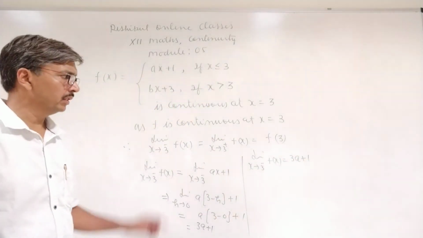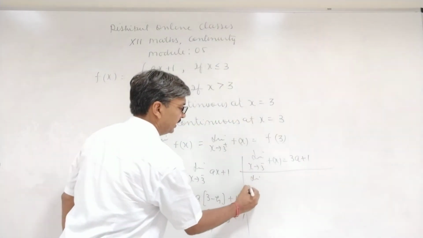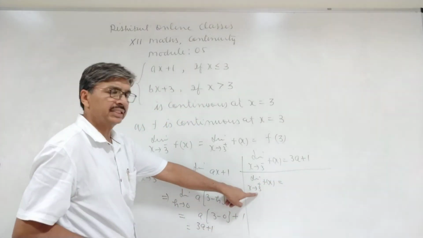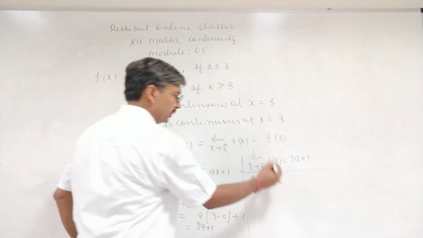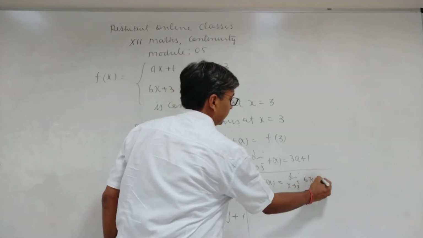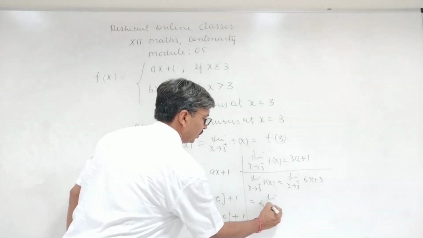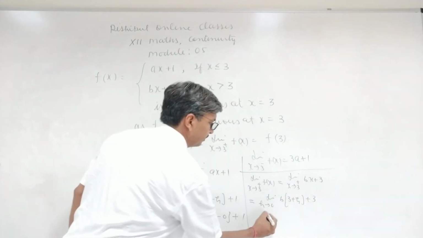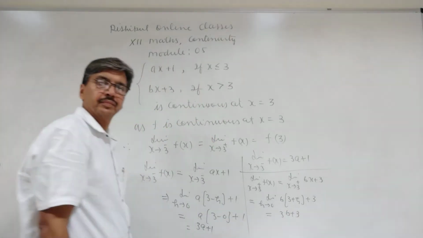And now find out right limit of the function. See here, limit x tends to 3 plus f(x) will be equal to, as here x is greater than 3, the function will be bx plus 3. So this will become limit x tends to 3 of bx plus 3, or limit h tends to 0 of b(3 plus h) plus 3, or this will become 3b plus 3.